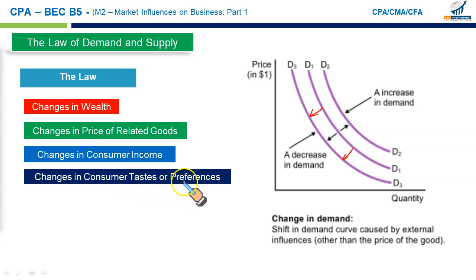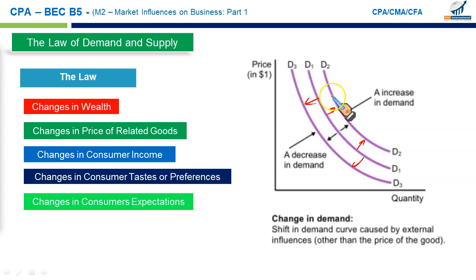Changes in taste or preferences. Again, it will have the same effect. Preferences in favor of a particular product will cause the demand curve to shift outwards, and preferences away from this product will cause the demand curve to shift inward or shift to the left.